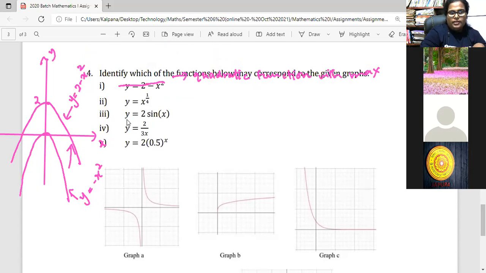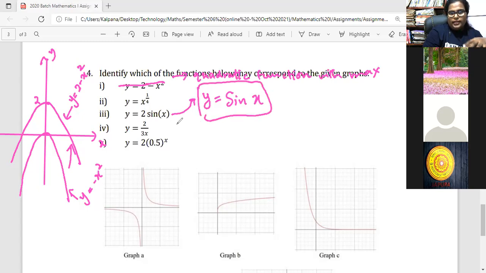Take the third one, y equals 2 sin x, right? You know how the sine graph behaves. It goes as a curve like this. If there is some shift of the sine graph, it can change in different ways. This is the main sine graph, y equals sin x.